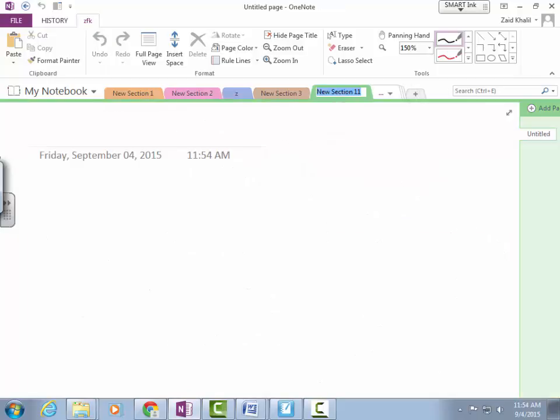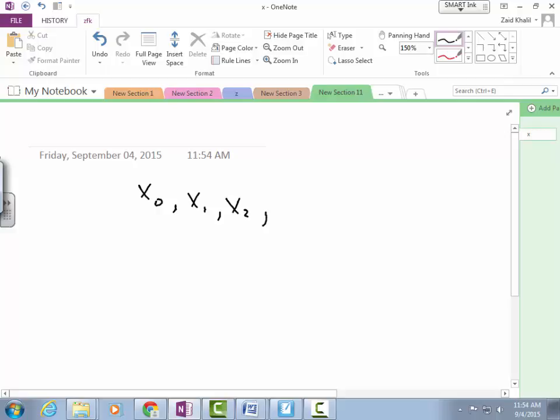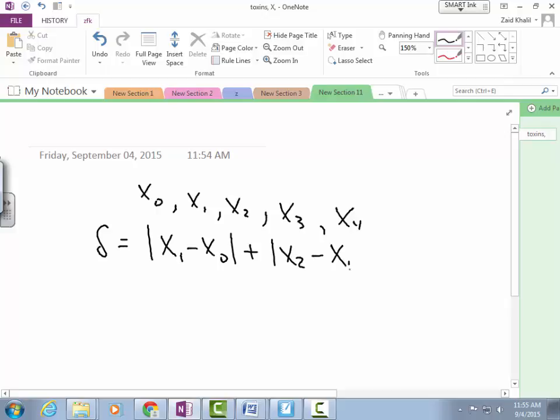What that looks like is you have to split up an interval into a series of points, right? So x0, x1, x2, x3, x4. So here's your series of points. And then your total distance is going to be what? The absolute value of x1 minus x0 plus the absolute value of x2 minus x1 plus the absolute value of x3 minus x2, and so on and so forth. And notice what doesn't happen here.